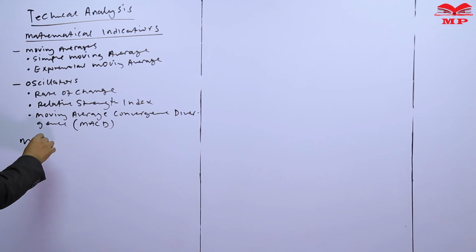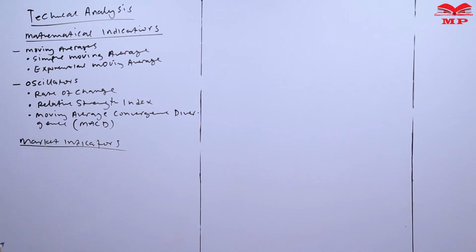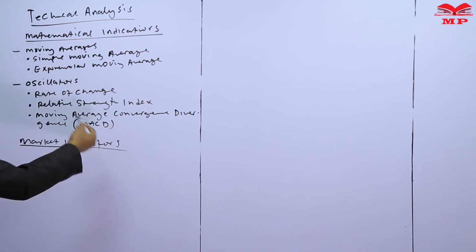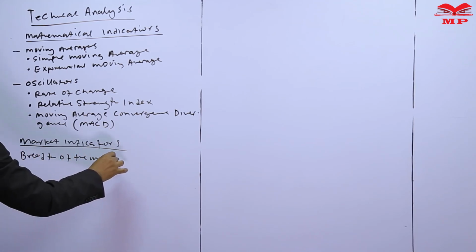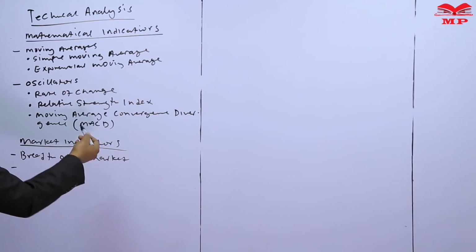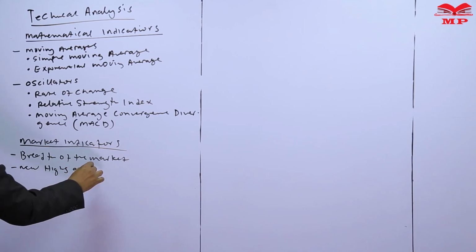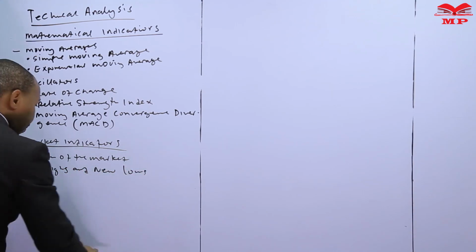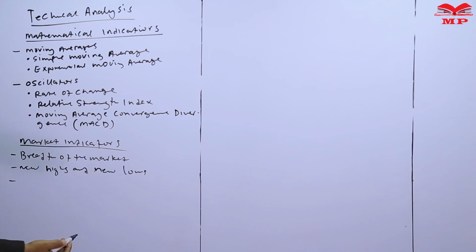So we look at market indicators. Under the market indicators, we will be looking at the breadth of the market. Then we'll move ahead and look at something else that talks about new highs and new lows. These are indicators that technicians use to try and predict the strength of the market or the strength of a particular trend.